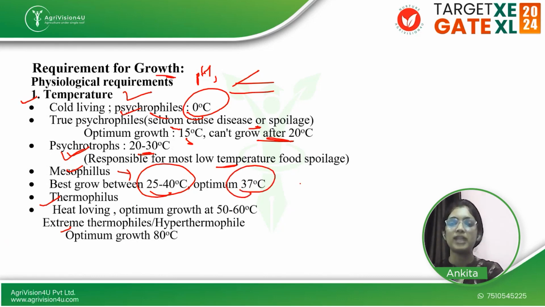If you are going to observe spoilage at room temperature, you will have the mesophiles that are going to cause the spoilage at room temperature. Now you will have the thermophiles. Thermophiles are heat loving. They can survive under high temperature.